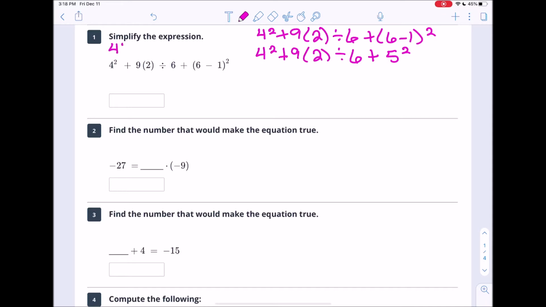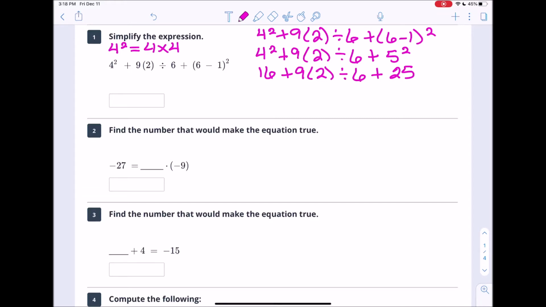Remember, 4 squared is 4 times 4, okay? That exponent, that little number, tells you how many times you're multiplying 4 to itself. Just like the 2 on the 5 is telling you that you're going to multiply 2 5s together. So we have 16 plus 9 times 2 divided by 6 plus 25, because 5 times 5 is 25.